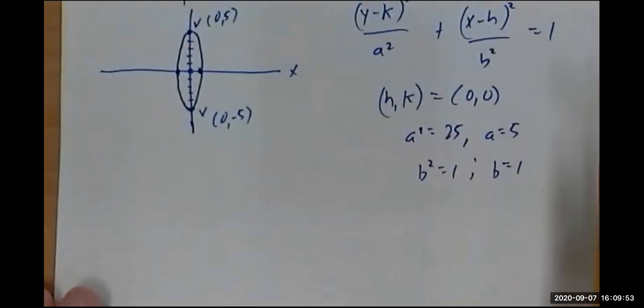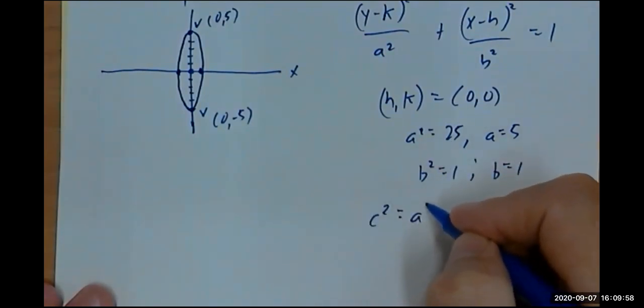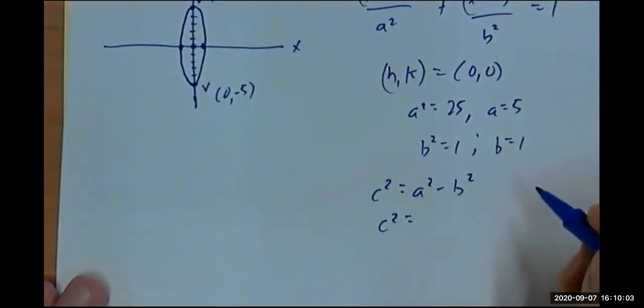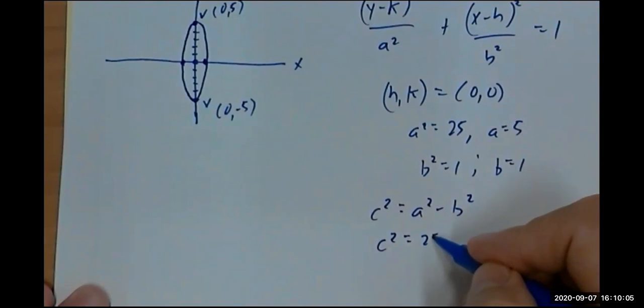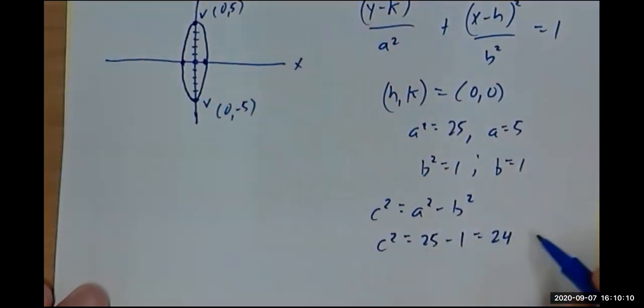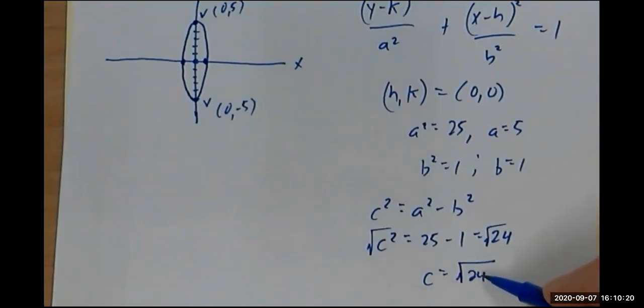But they always want to know the foci. So once again, for ellipses, c squared equals a squared minus b squared. I know a squared and b squared. So c squared, a squared's 25, b squared's 1. Take the square root of both sides. C equals the square root of 24, which once again can be simplified. 24 is 4 times 6, so a 2 comes out. 2 square root of 6.